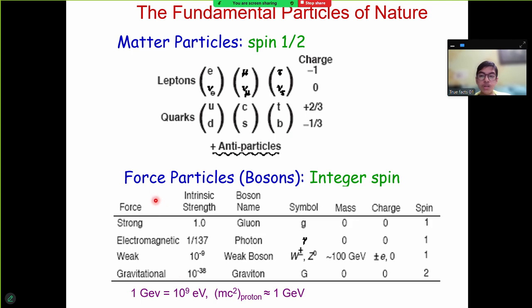Then we have the gravitational force. Its intrinsic strength is 10 to the power -38. The boson for it is the graviton. Gravitons are not discovered yet. The symbol is G, mass is 0, charge is 0, spin is 2. 1 GeV is equal to 10 to the power 9 eV, which is about mc squared of the proton.